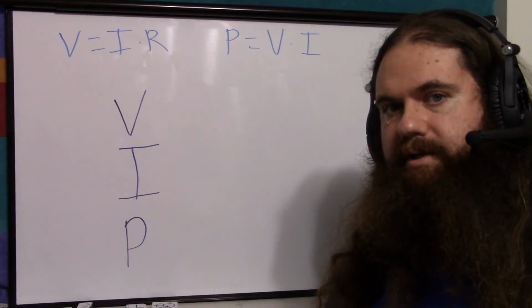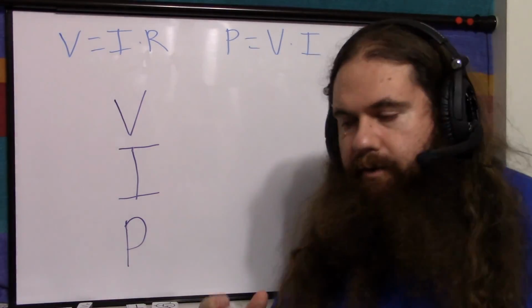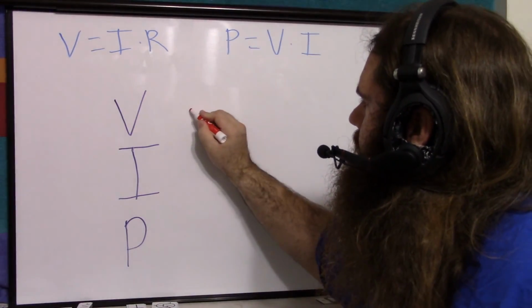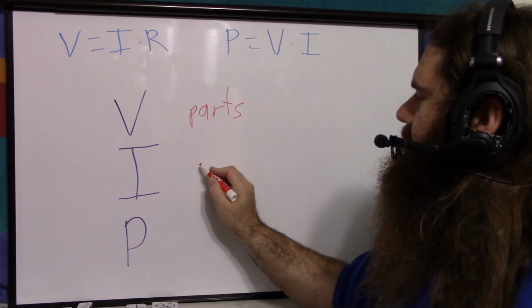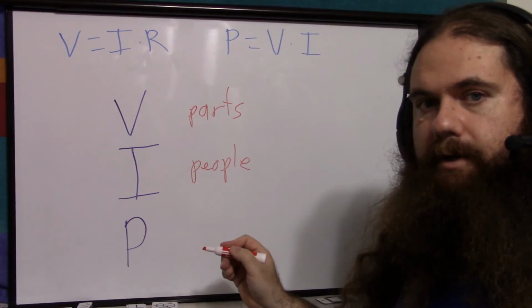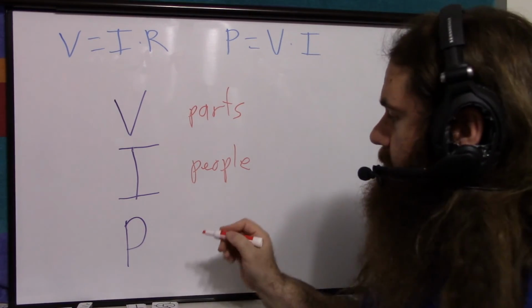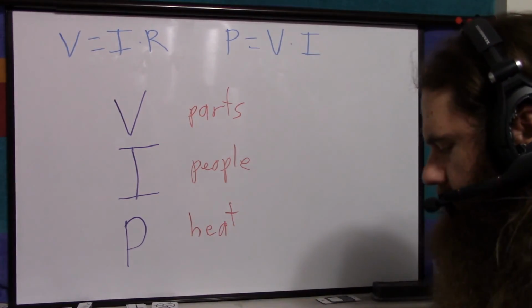And since we're talking about danger, what's important is how they're dangerous. Voltage is dangerous to parts. Current is dangerous to people. And power, just to break the symmetry, is dangerous because of heat. These are the core concepts.